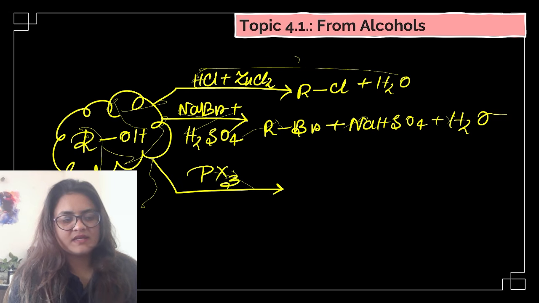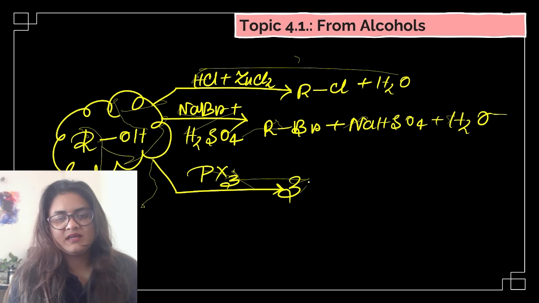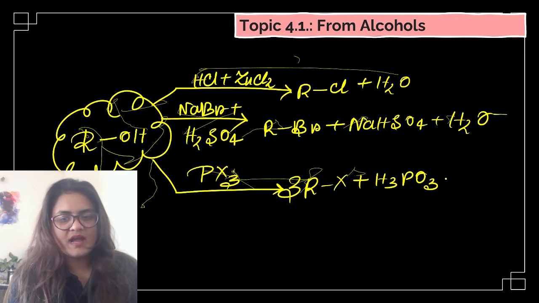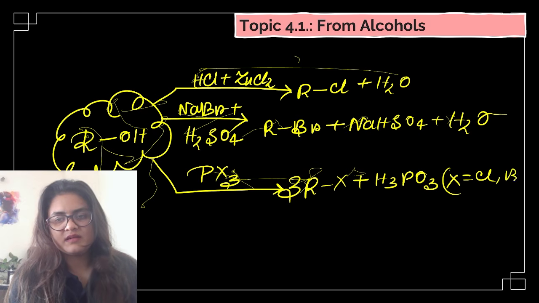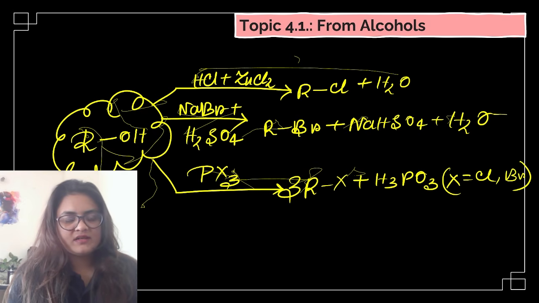I can give PX3, PCl3 you can give. Okay, you will get 3 RX units, along with that H3PO3, and here your X group can be Cl and Br. Okay, you can prepare with PBr3 or PCl3 you can take.